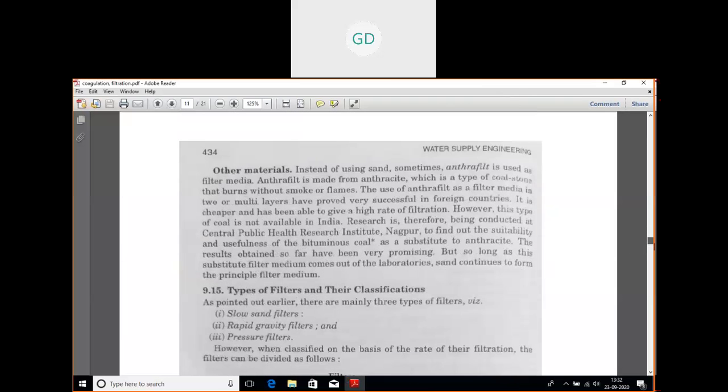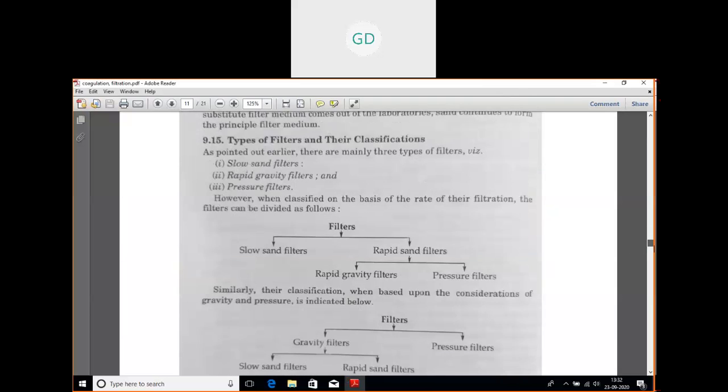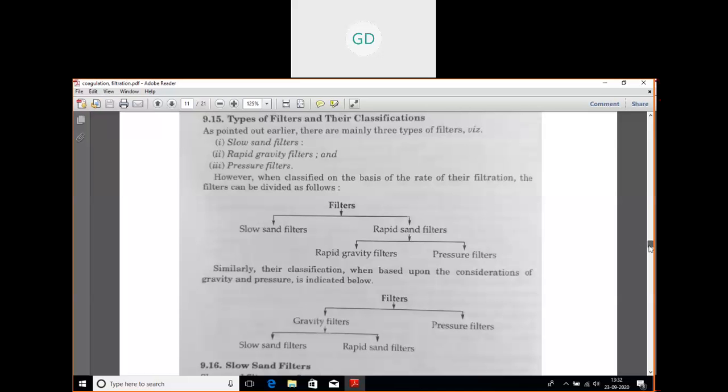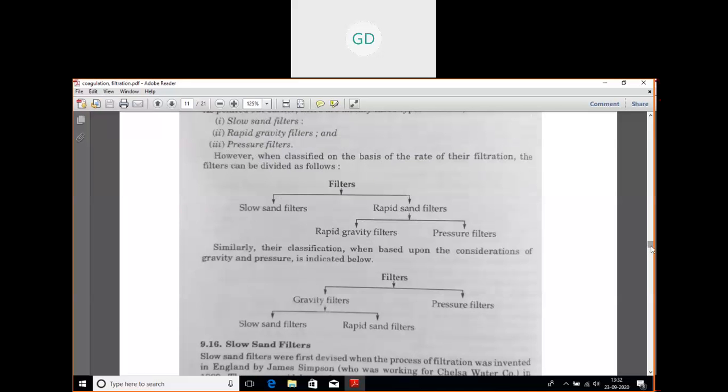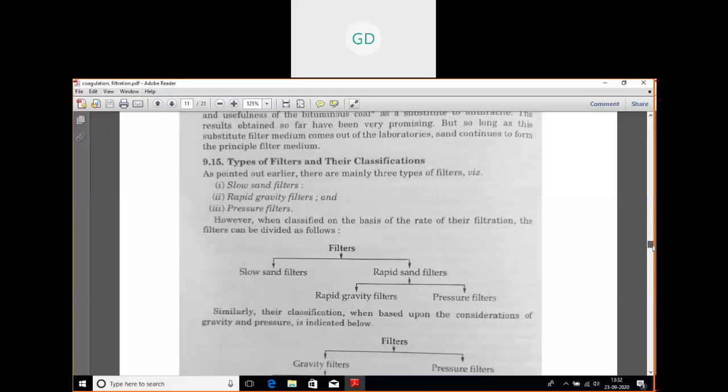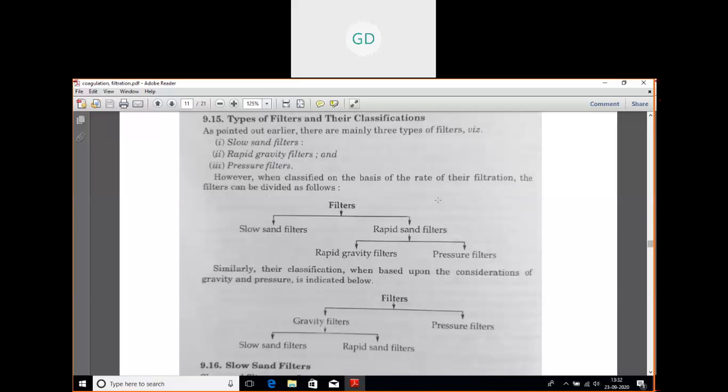Then next let us come to the types of filters that are being used. If someone asks you what are the types of filters that is used for filtration, then you will say that there are three types of filters. Clear? Number one is slow sand filter, then rapid gravity filters, and number three is your pressure filters.